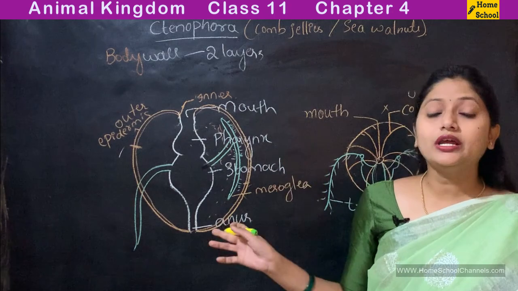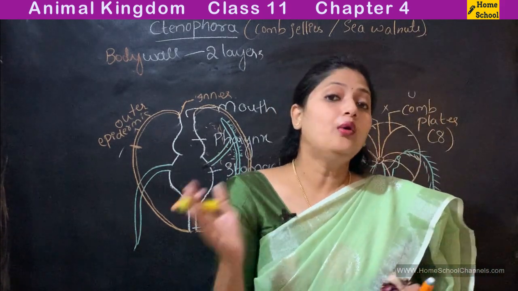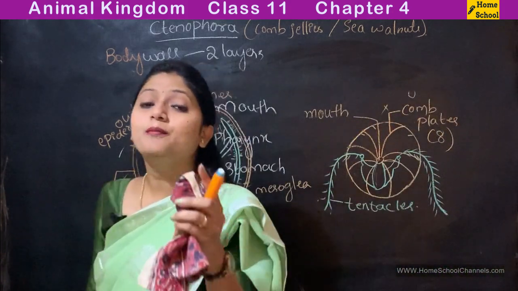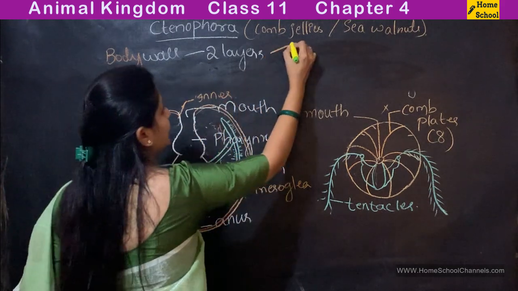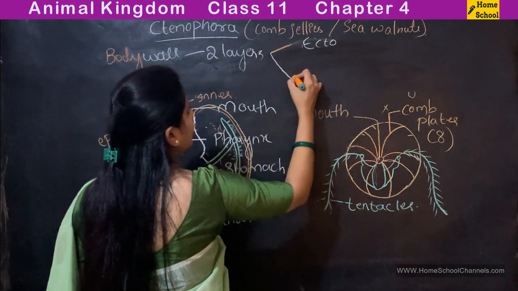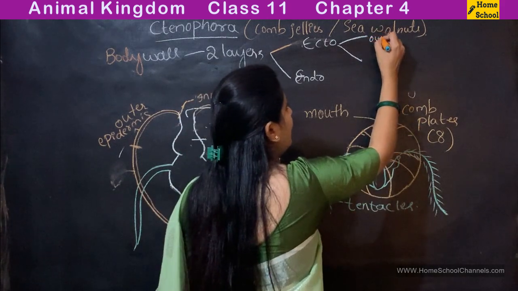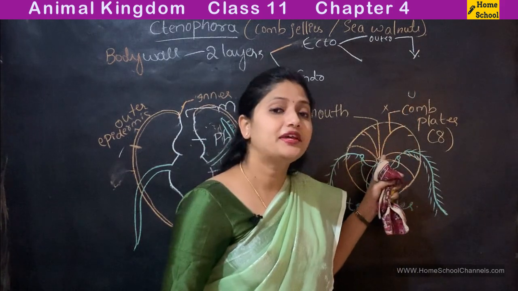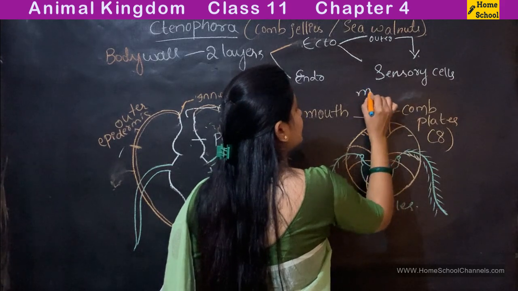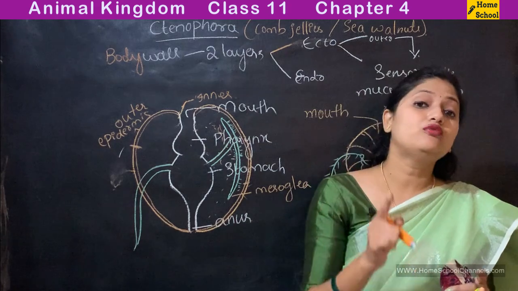So now, the outer epidermis, or the ectoderm, has again two layers. And in those two layers, the outer layer mainly has the sensory cells as well as the mucus secreting cells. We will write it here: two layers, one is ecto and endo. In the ecto, there are again two layers, isn't it? So, outer and inner. On the outer, we have what type of cells? We have sensory cells as well as mucus secreting cells. This is about the outer wall of the ectoderm.